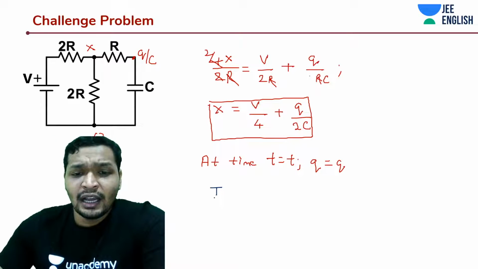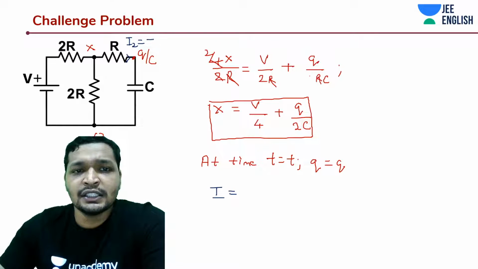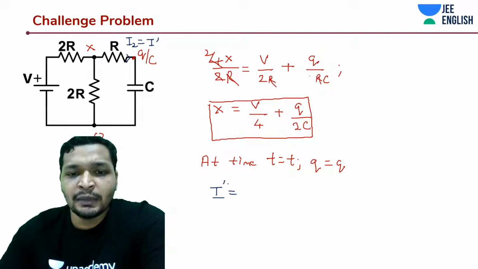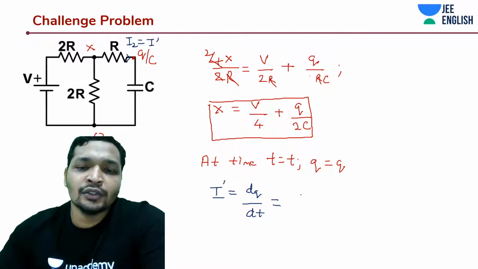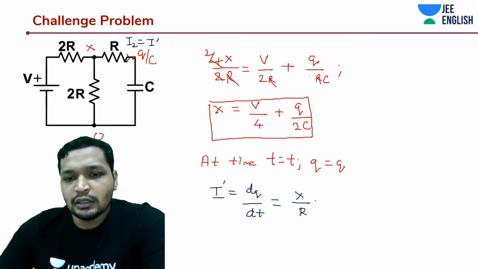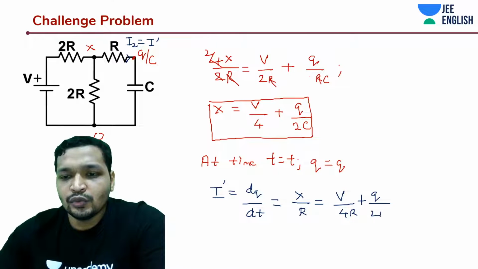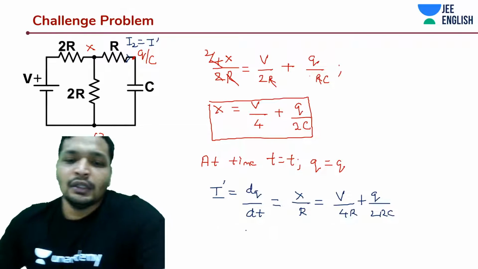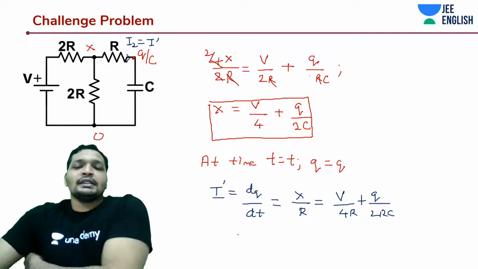So what is I? You're only worried about this I dash or I2. That is nothing but the way the charge builds up on this capacitor, which is going to be x by r, is what is the current. How much is that? V by 4r plus q by 2cr or rc. Okay, you have to solve this equation as usual.